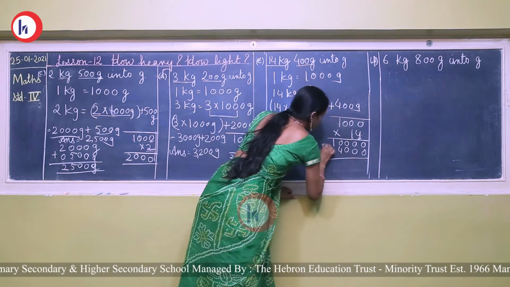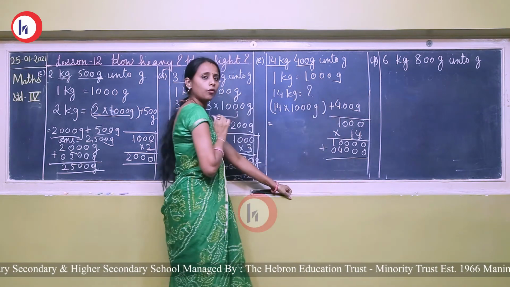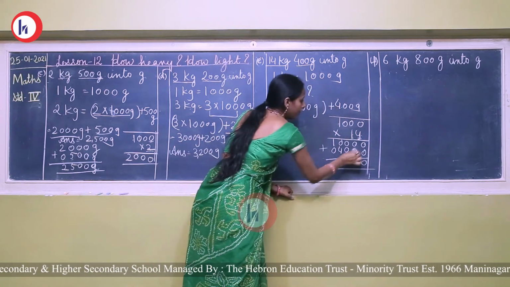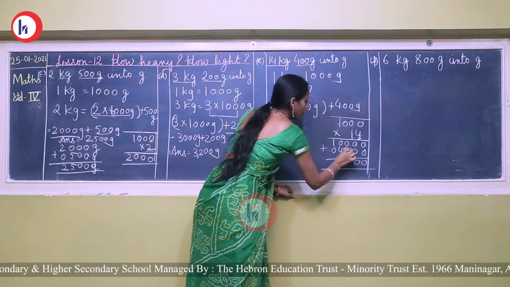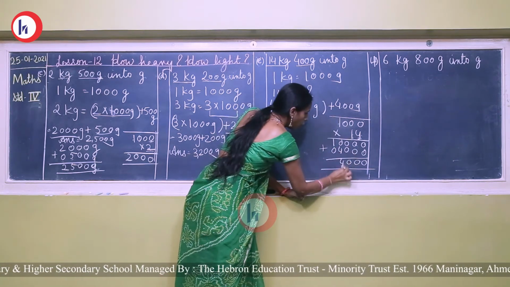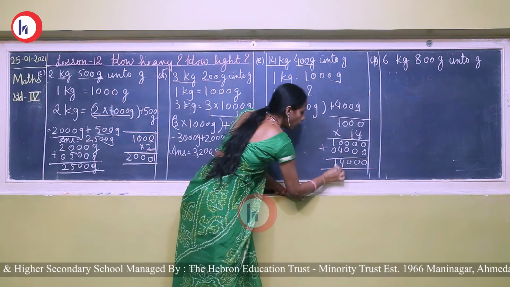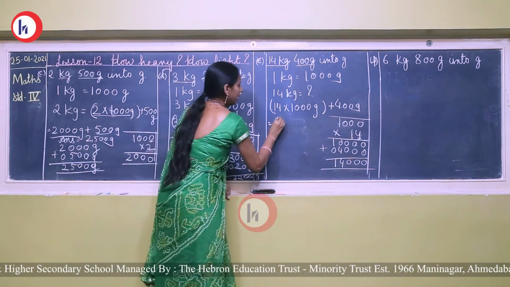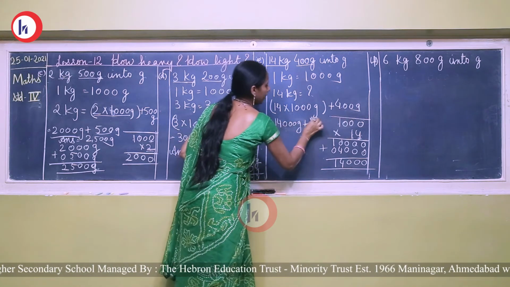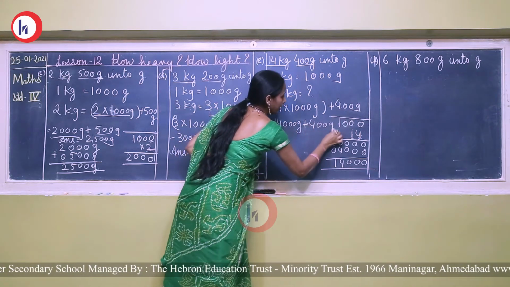So, here no any digit, so we'll put here 0. 0 plus 0, 0. Then 0 plus 0, 0. Then 0 plus 0, 0. Then 0 plus 4, 4. And 1 plus 0, 1. Okay, so here 14,000 gram plus 400 gram.